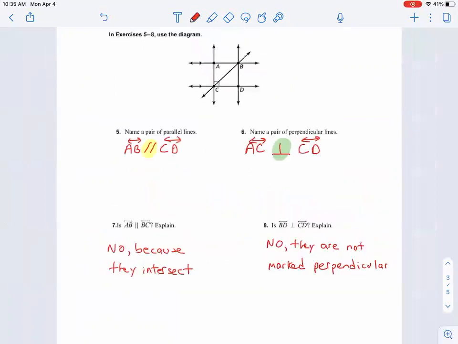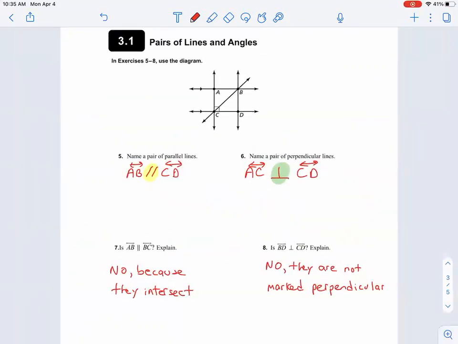Does it look like they are? Yeah, I agree with you. They look that way, but we don't have any proof.